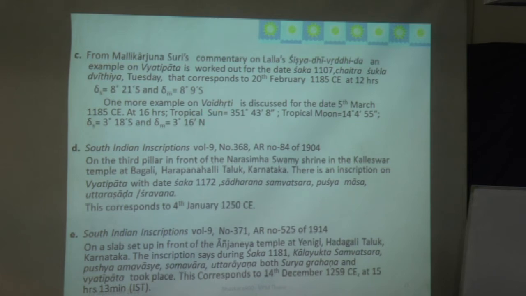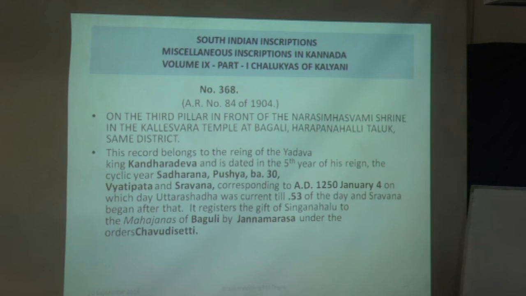Now from South Indian Inscriptions, volume 9, page 368, these inscriptions have been collected, which belong to the period of the Chalukyas of Kalyani. The evidences here are both related to Karnataka. On the third pillar in front of the Narasimhaswamy shrine in the Kalleshwara temple of Bagali, Harapanahalli Taluk of Ballari district, this record belongs to the reign of a Yadava king.